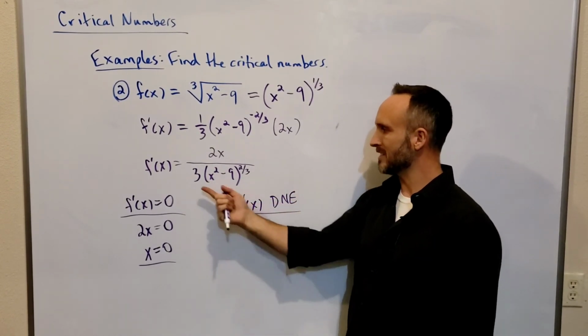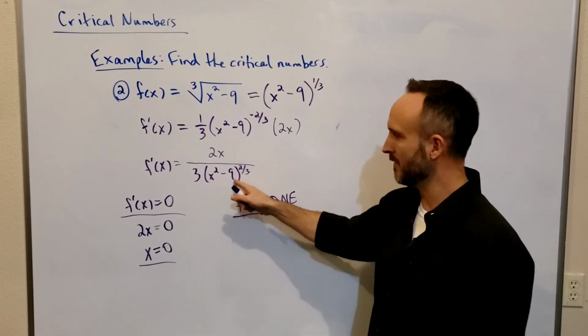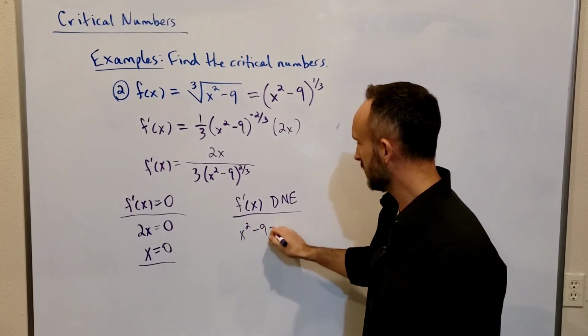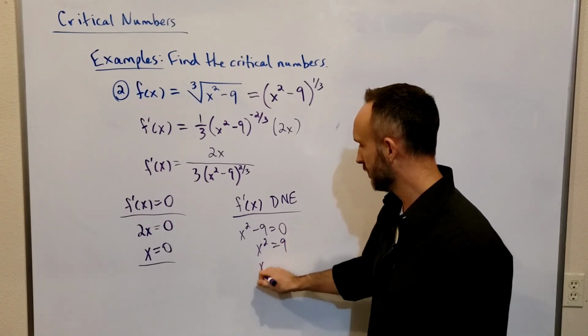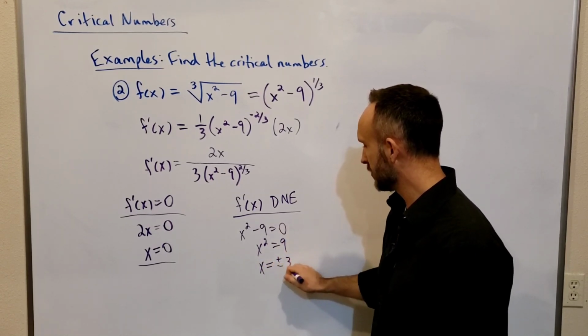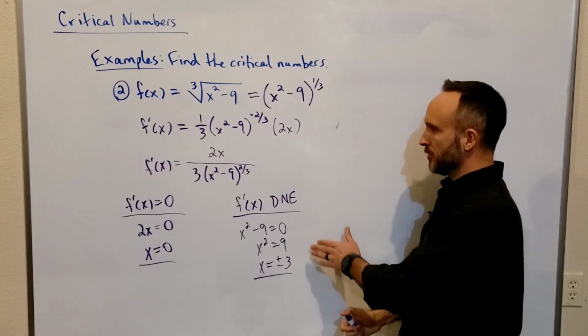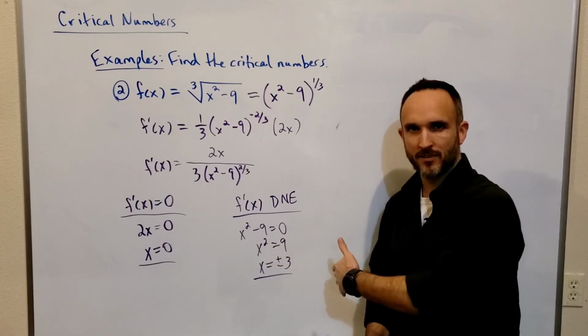The only way that this guy could be 0 is if x squared minus 9 were 0. That's the only variable part of the equation. So we need to know where x squared minus 9 equals 0. So we solve this for x, and we get two answers, plus or minus 3. So now the derivative of this function does not exist if x is 3 or negative 3.